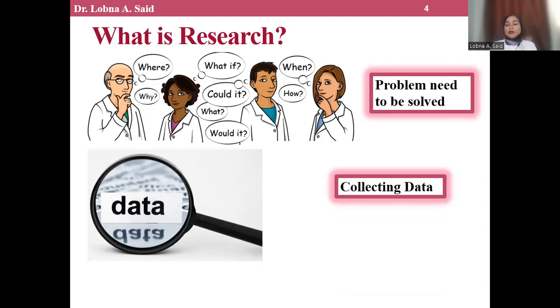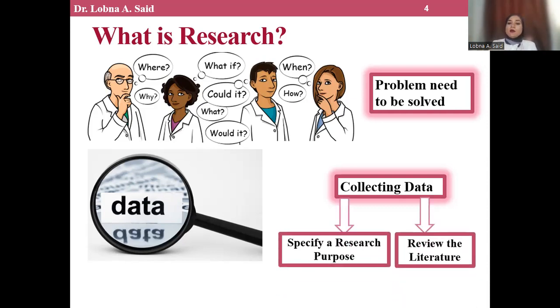So data is really important. We now have a problem we need to solve, so we need to have data. Collecting the data is the most important part of conducting research, because it determines how we will process this data later on to solve our problem. We have two things about collecting the data. We have to have a direction, to specify a research purpose. This comes from collecting data. So after collecting data, we are able to specify a purpose for our research.